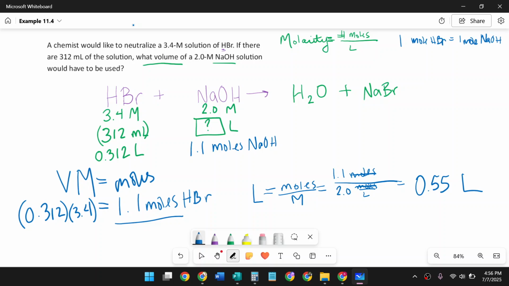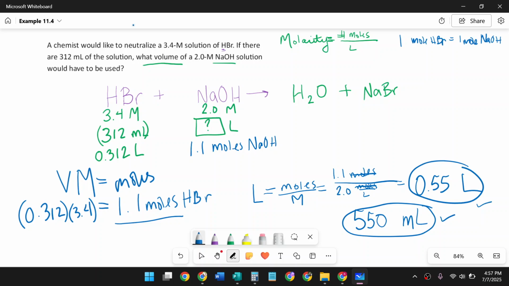And because this looks like a weird number, we can also change it to milliliters by moving that decimal. So this is the answer, but this is also okay. Either one of these would be right. And the 550 milliliters still has two significant figures, so that's fine. All right, so that's the answer to this particular problem.